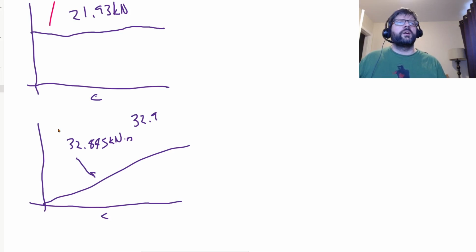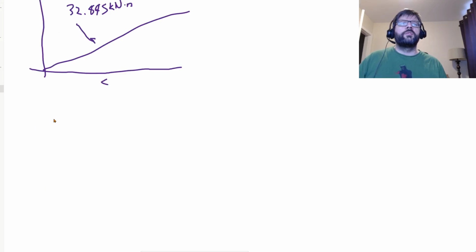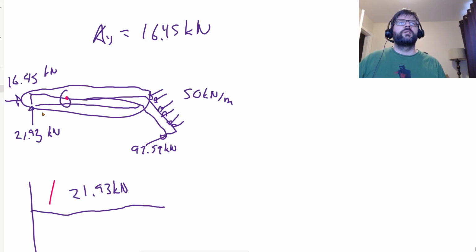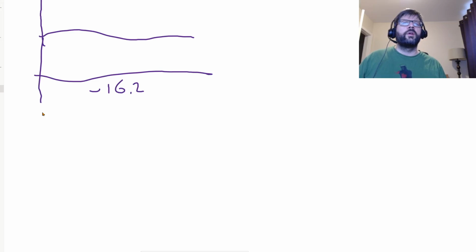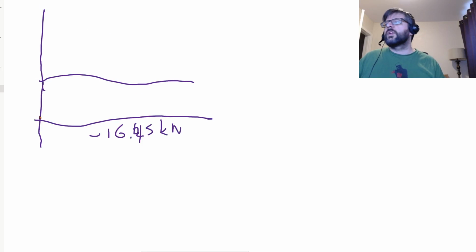And we can also do a normal force diagram for that section because we are pushing on it, so it's actually negative. Throughout that section, it will be a constant negative 16.45 kilonewtons. So those are the loads that we're worried about. There's not going to be any torque.